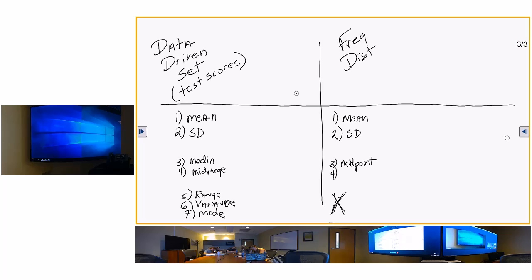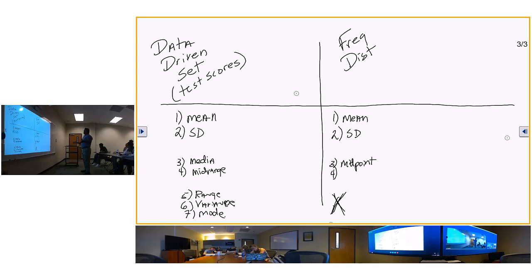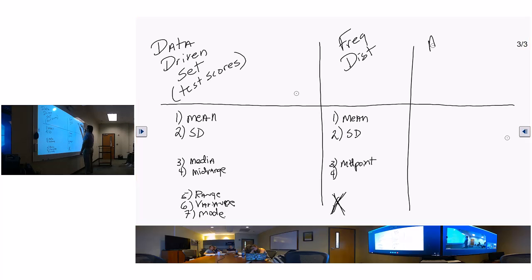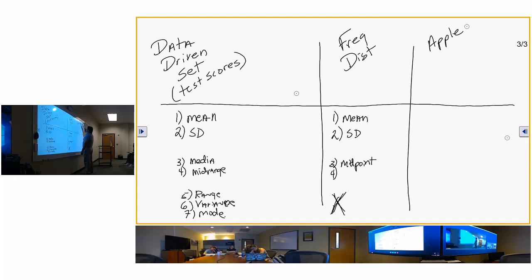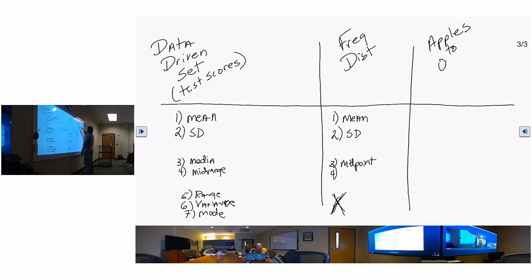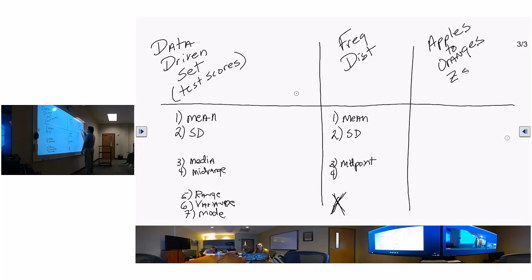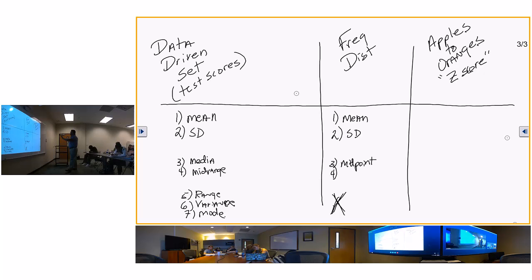Okay, so this whole next chapter is on this. All right, now what else is it on? Well, there's one other thing. When you compare apples to oranges, you have to put everything on one universal scale, which we call a z-score. And we'll get into that later. But this is what chapter 3 is all about. It's all about these three things.